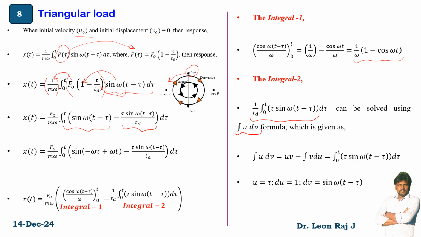So here, what is your U? U is nothing but tau, and differentiating this, you will get du equal to 1, and your dv is sin omega (t minus tau). If you integrate sin, you will get minus cos, so the minus minus get cancelled. So you know the u value and you got the v value. These three terms, u, v and du, are required to get the solution of integral u dv. So v equals cos omega (t minus tau) divided by omega.